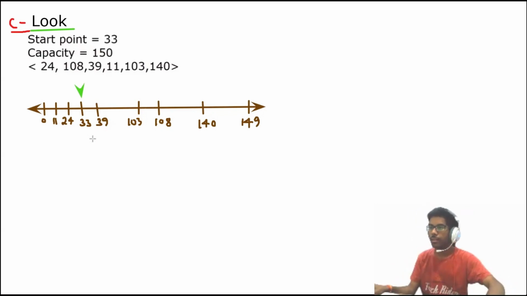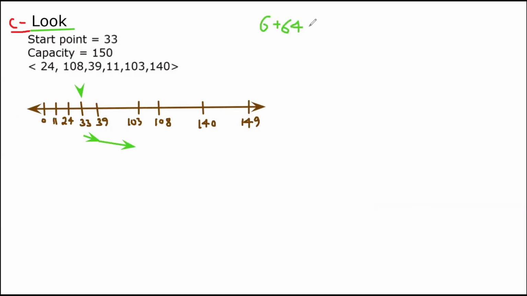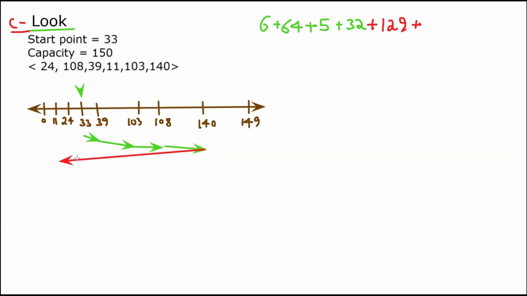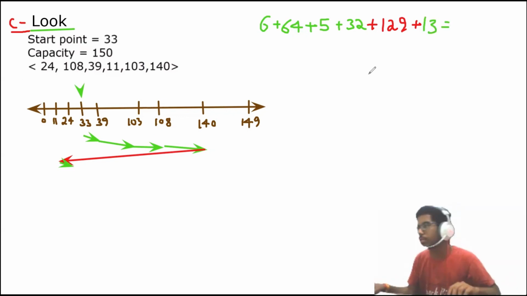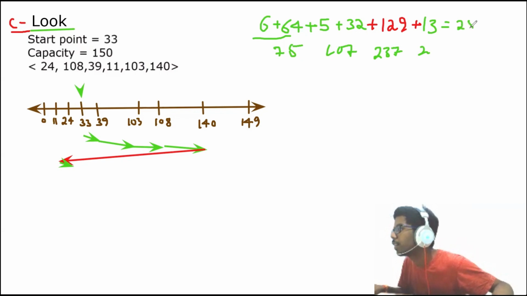Let's start off at 33 for this example, which is the same. And we go to 39 and we add 6 in the start. Let's keep going. So here we wrap around and start from 11. Now let's get the total. So we get 250 here.